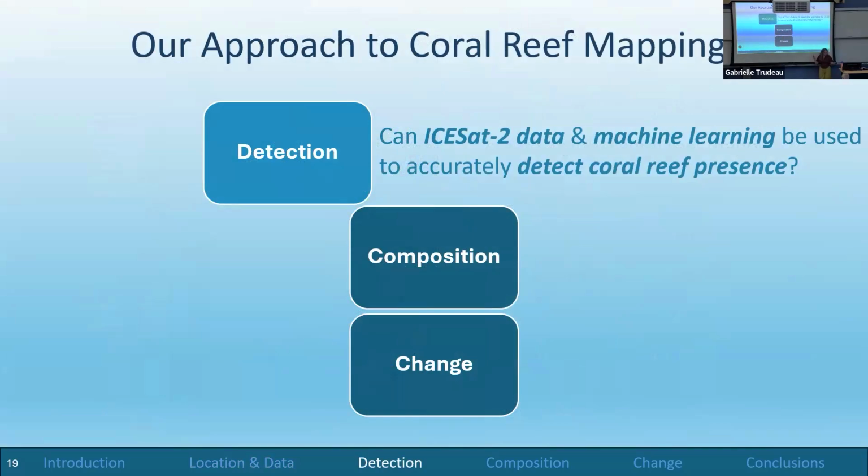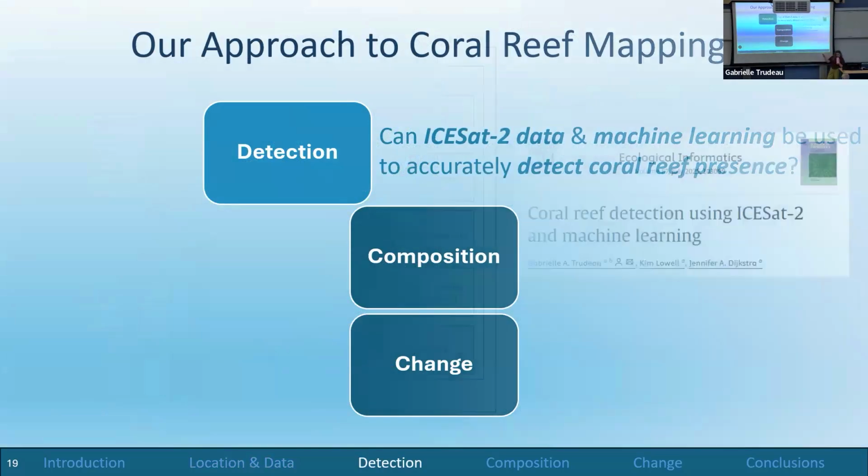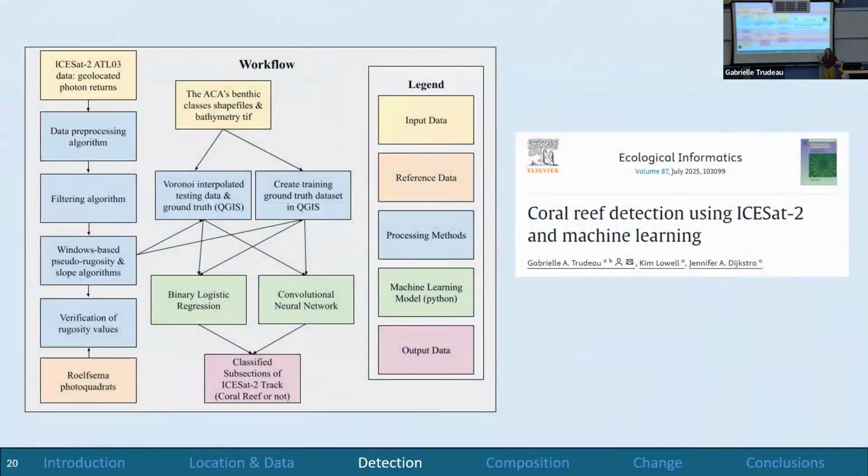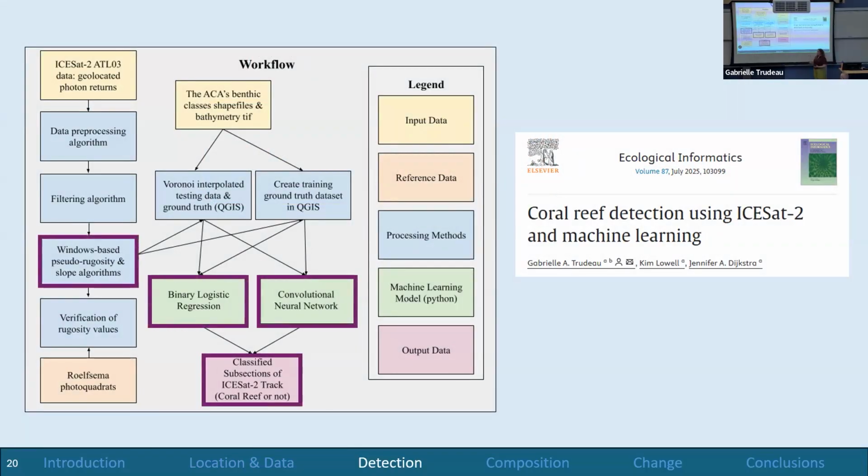So let's talk about chapter 1. There's a lot more that goes into this workflow than I am going to have time to talk about today. I think I could talk about each of these for an hour. So I'm kind of narrowing down the conversation today. We're really going to focus on rugosity and slope algorithms, two different classification algorithms, and then we'll look at some results. But if you're interested, this is published in Ecological Informatics, if this isn't enough.